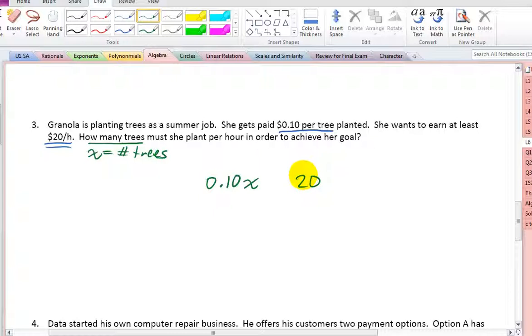So what are you going to do here with the inequality? Yep, greater than or equal to. So she wants to earn at least $20 an hour. So this could be greater than or equal to 20. Okay, greater than or equal to 20. Why would the sign be towards 20? Okay, I'll tell you why right now. Because say you're going to divide, and X is less than, say, 14 trees. But if she planted less than 14 trees, she'd be making less than $20 an hour.